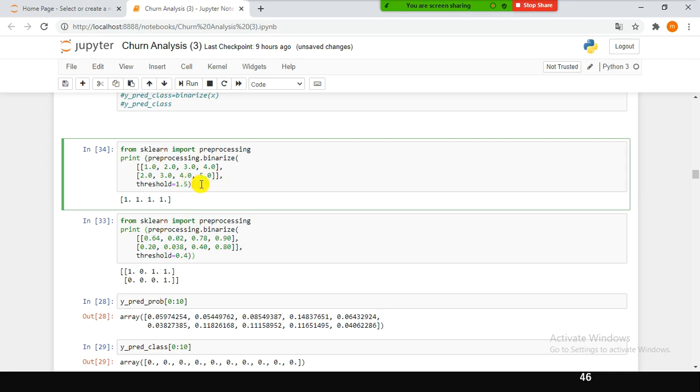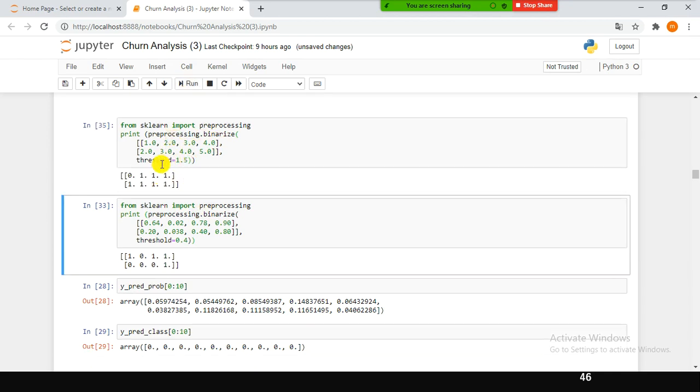If I don't specify this, it will display the value for both rows. I'm going to remove this and look here. So 1 is obviously less than 1.5, hence it put 0 here. And 2 is obviously greater than 1.5. We are setting the threshold: anything greater than 1.5, you put 1. Anything less than 1.5, you put 0.